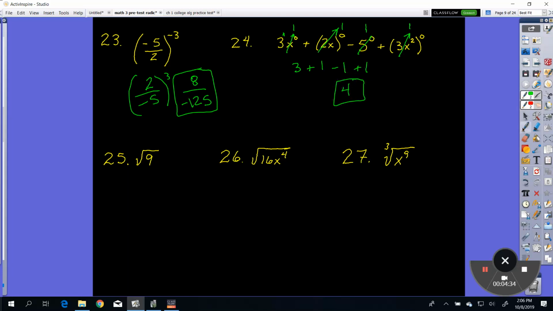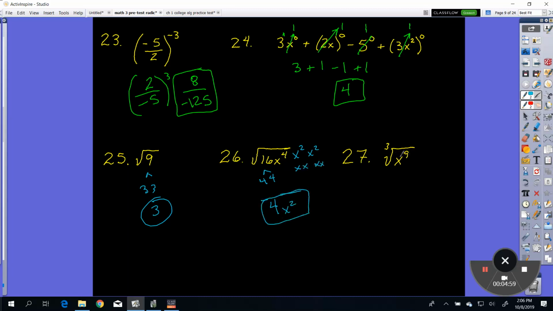25 is the favorite question. Square root of 9 is 3. 26 isn't bad either. What's the square root of 16? So 16 is 4 times 4, right? X to the 4th, I can make how many pairs out of that? So 2 pairs, so that's x squared. So those are my 2 pairs.